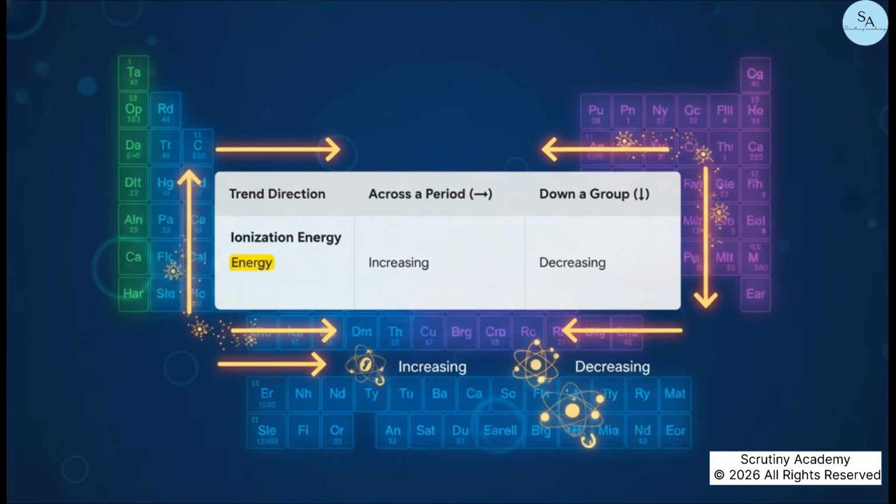As you go down a group, those outer electrons are further away and easier to snatch, so the energy needed decreases. And that right there is why the metals on the far left are so crazy reactive. It takes almost no energy to give away that electron.